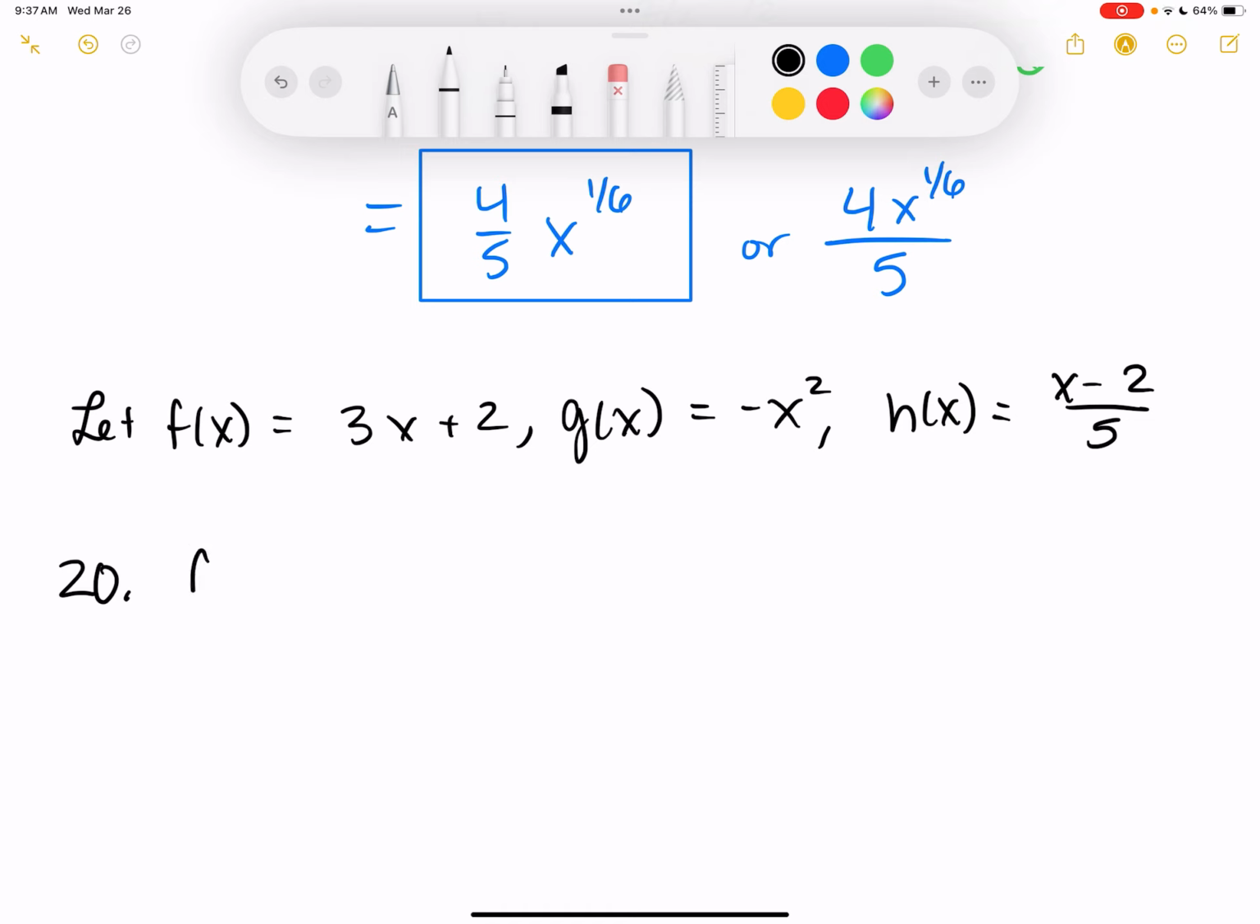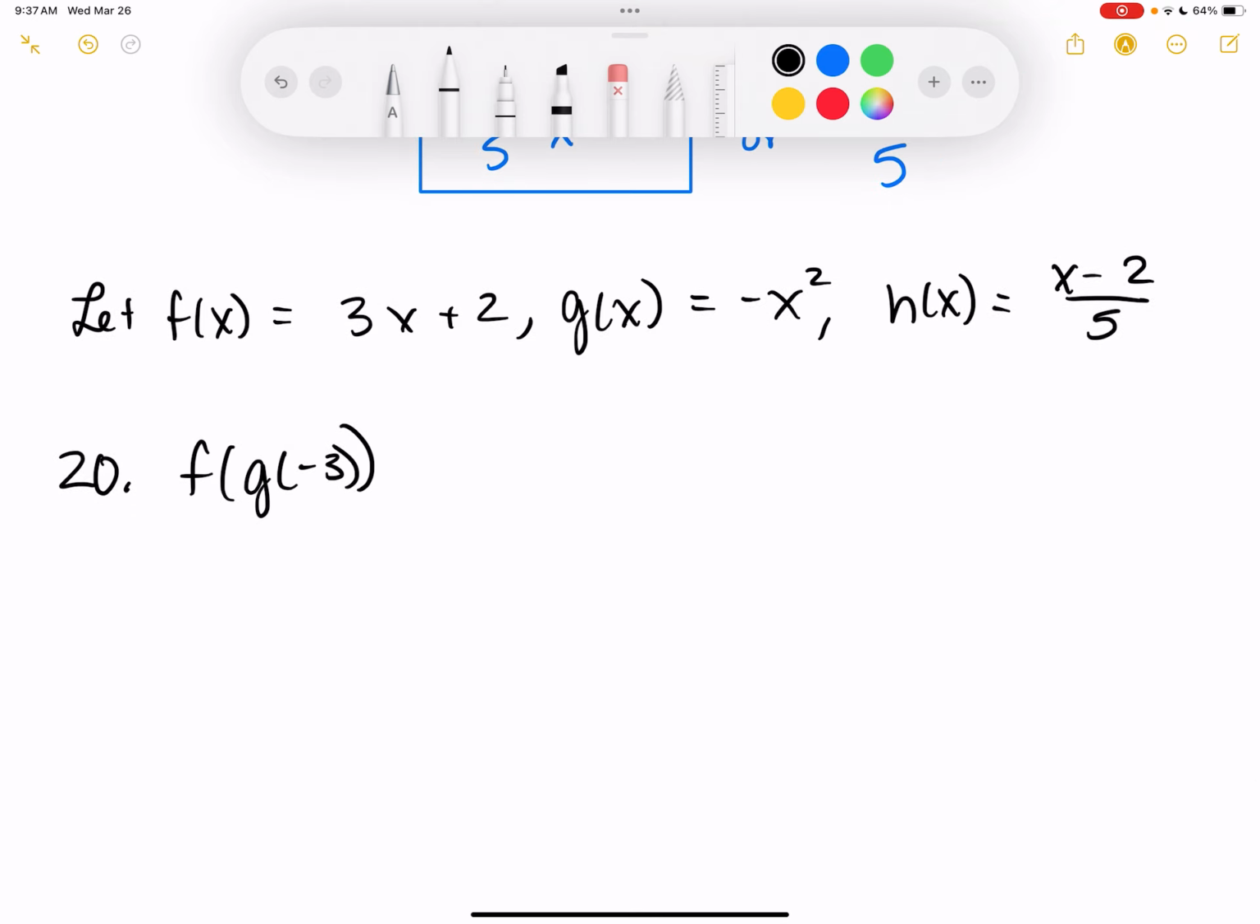f of g of negative 3. I was so confused about this. Hey, what does that mean? Alright, so there's a couple different ways that I can do this. I actually kind of wish the problems that come after these were before these, but it's fine. So this means that I'm going to plug negative 3 in for x in g of x, and I'm going to get an answer. Then I'm going to take that answer and plug it in for x in f of x.